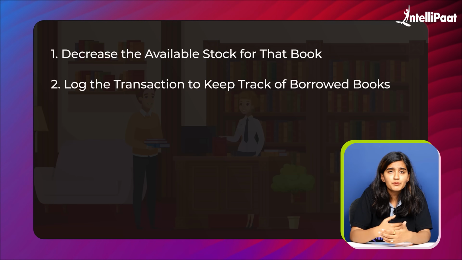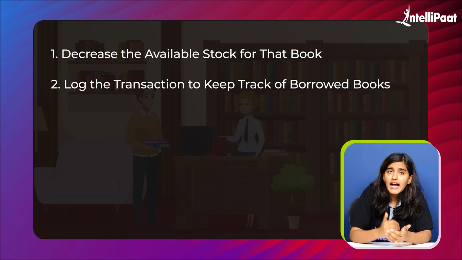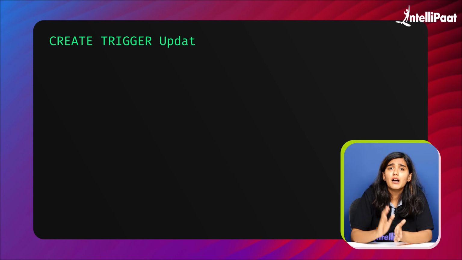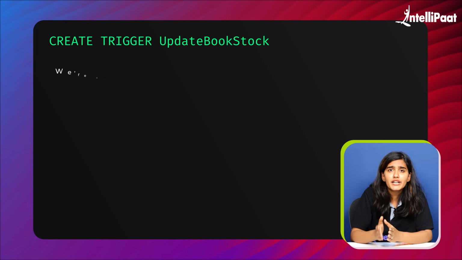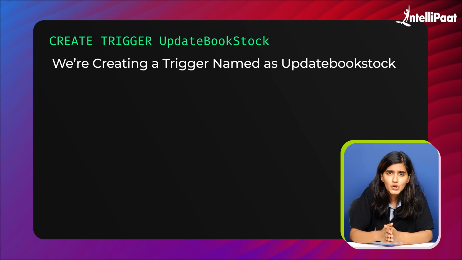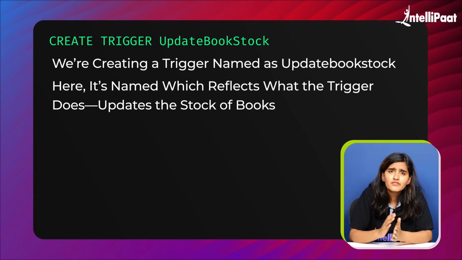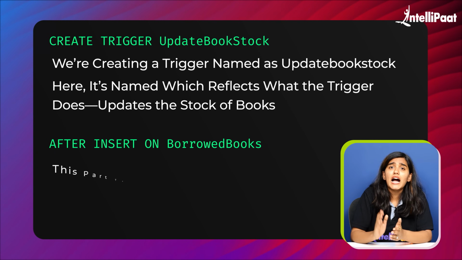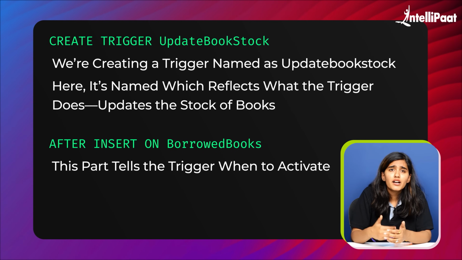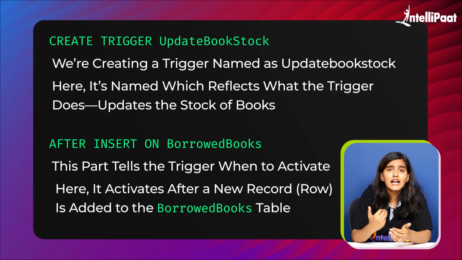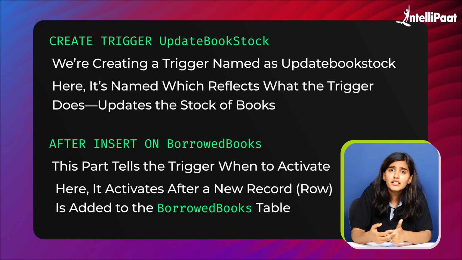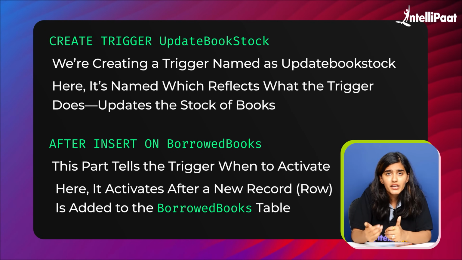Here's how you could set up the trigger for when a new book record is added to the borrowed books table. So what is the query? The query is create trigger update book stock. What we are doing here is we are creating a trigger named update book stock. Here it's named to reflect what the trigger does, so it updates the stock of books. Then second, we have after insert on borrowed books. After insert on borrowed books tells the trigger when to activate. Here it activates after a new record or row is added to the borrowed books table. In other words, every time a book is borrowed, this trigger will run.